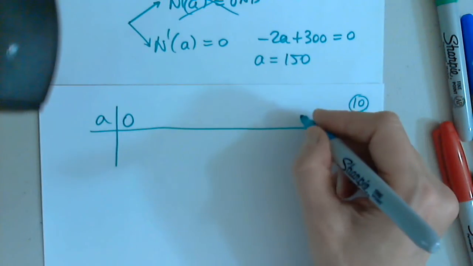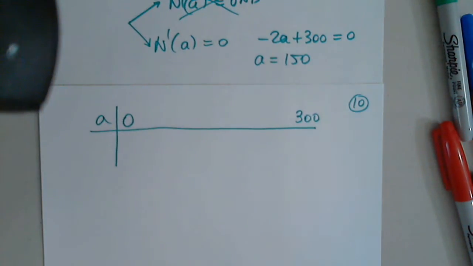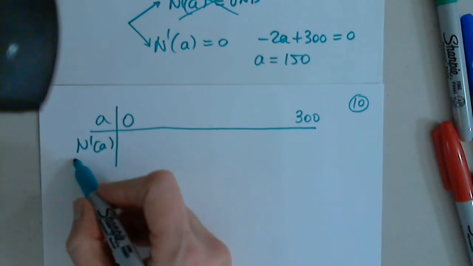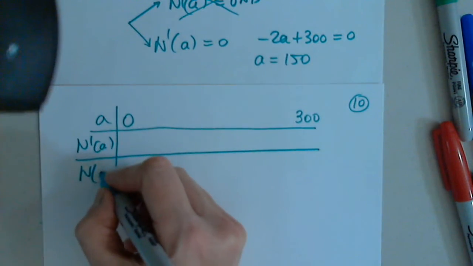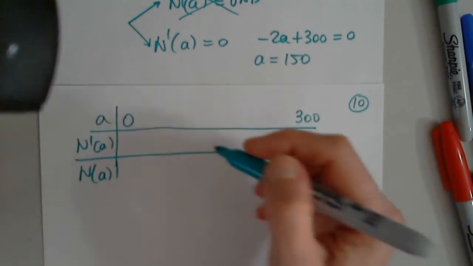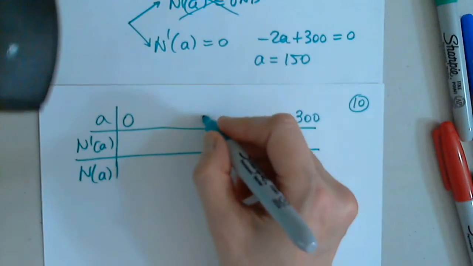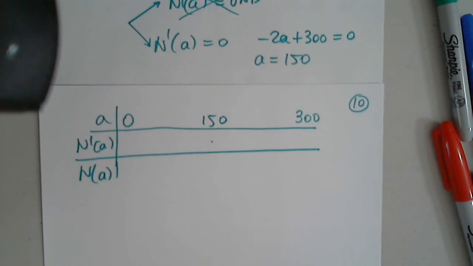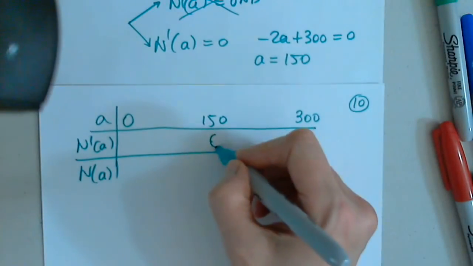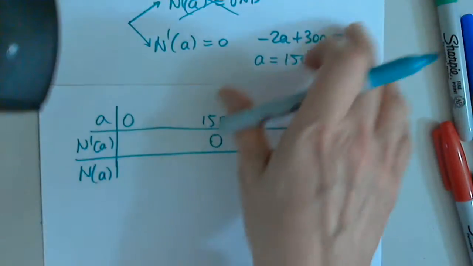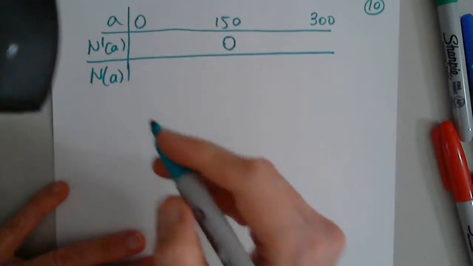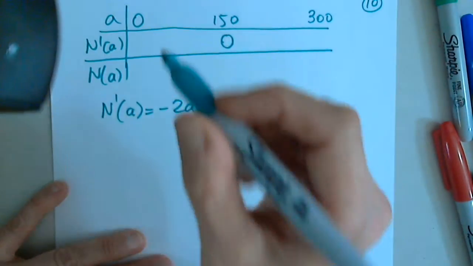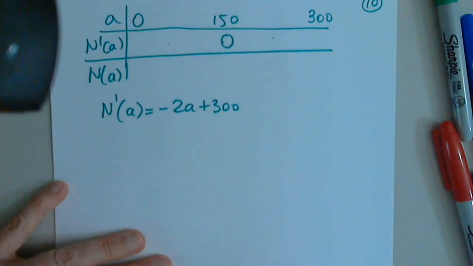Yes, the domain is crucial, but I already have it. It's fixed, 0 to 300. I can change that. The next in line is n prime of a, and the next one is n of a. Is 150 in the domain? Yes, it is. What do I write here in the row for n prime? 0. Of course. I'm going to copy so I can move this away. So remember, n prime of a equals negative 2a plus 300.